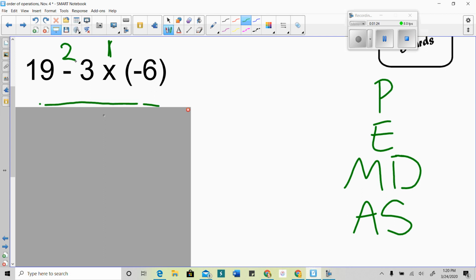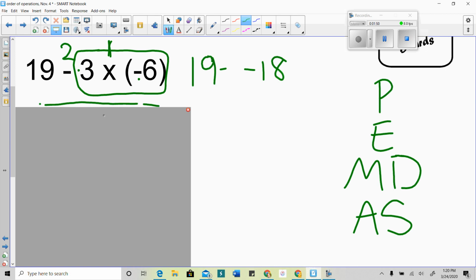So the first thing I'm going to be doing is 3 times -6. So thinking about what we did last week, we do 3 times 6, which is 18. But then if I have one positive and one negative, because the signs are different, I'm going to put a negative on the 18. So it's -18. So now let's take that 19 minus and put it on the front. So this is 19 minus -18.